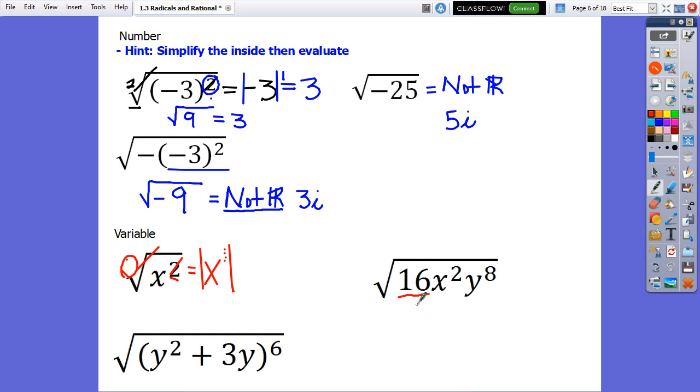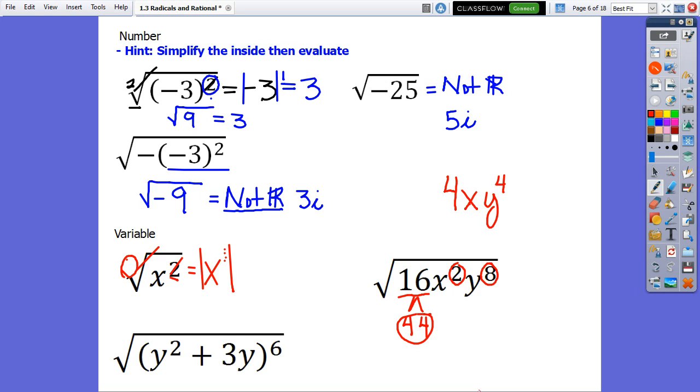Let's just start with the 16 and break it down. As soon as I go to 4 and 4, there's my group. You don't need to go all the way down to your primes. It's fine if you do, but in this case, I can stop there and take a 4 out. I have 2 x's, and I'm putting them in groups of 2, so I can have one full group. And then I have 8 y's, and I'm taking 2 of them out. That means I have 4 groups, and I have nothing left over in the radical.